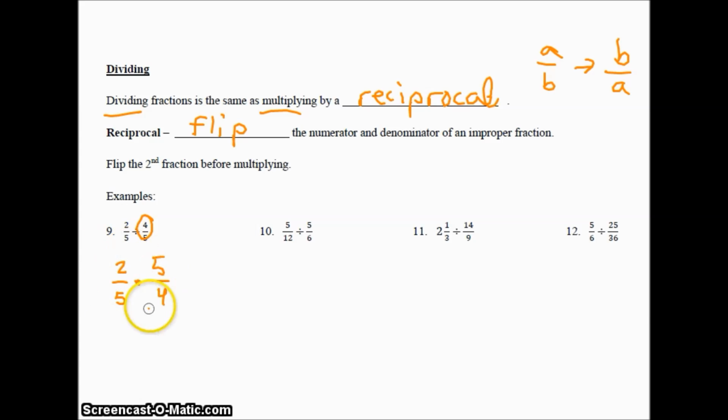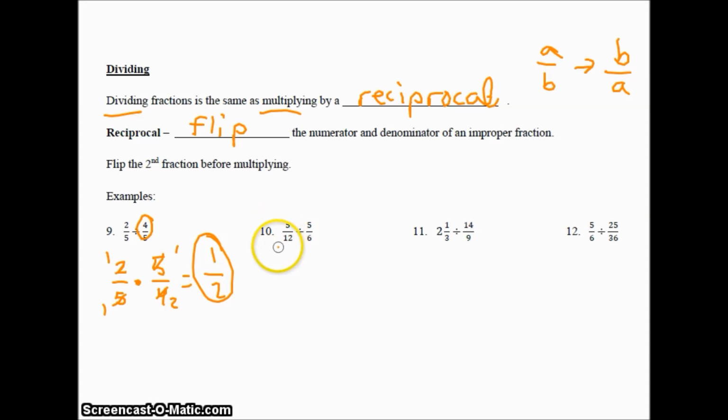Okay, and look here, we can cross reduce if you remember that step. 5 and 5 are both divisible by 5. 4 and 2 are both divisible by 2. So therefore we get our answer of 1/2. And you could have multiplied through, that would have been 10 over 20, which is just 1/2 again.